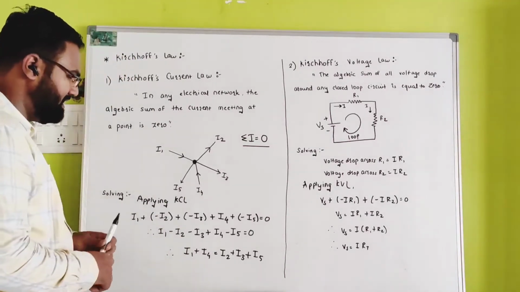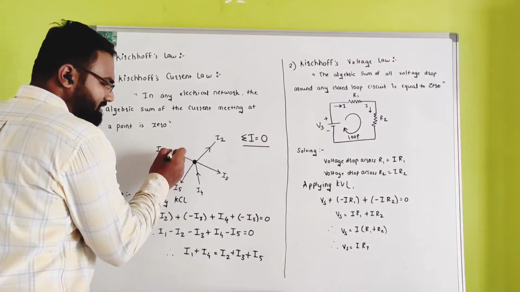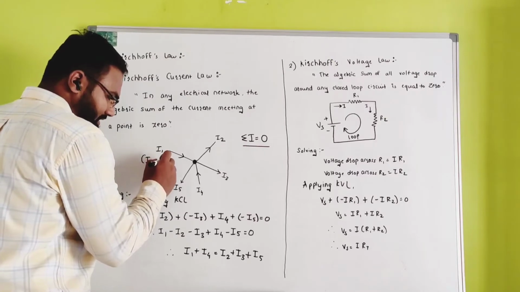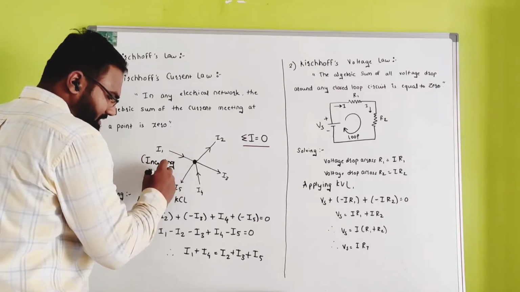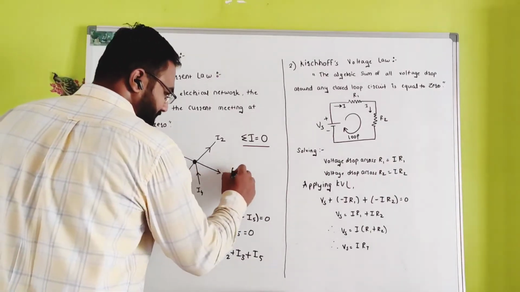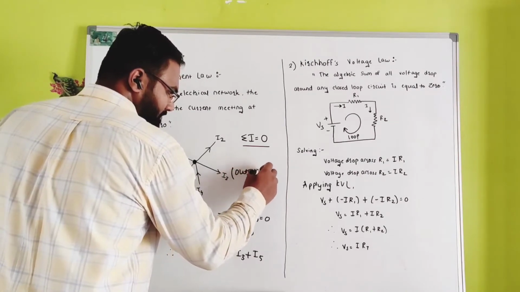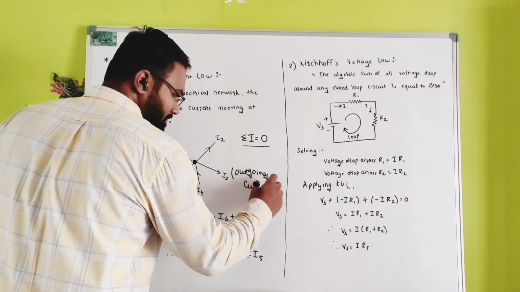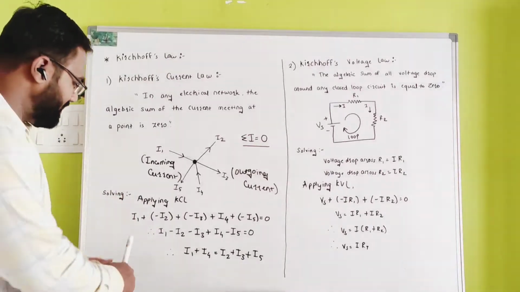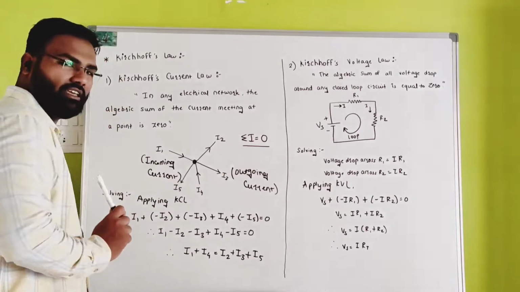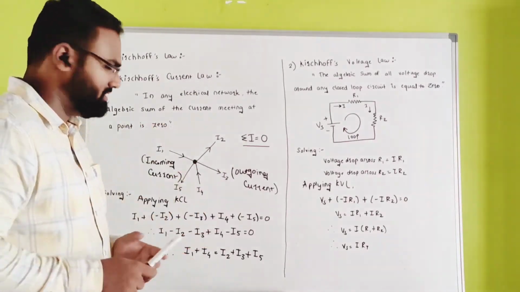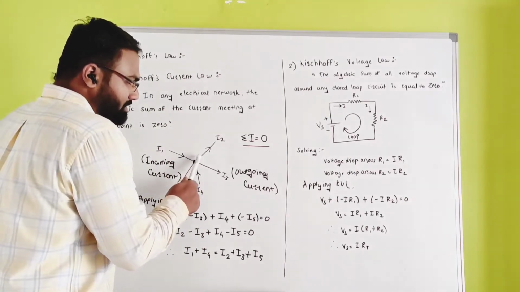Now, if you want to solve this equation, how are we going to do it? Applying KCL, first understand that when the current goes towards the point, we can call this an incoming current. And when the current is leaving from it, we can call it an outgoing current. So now, when we apply KCL, I1 is entering, hence it is positive. We give the sign of plus because the sum of all currents is 0. Plus I2. Now let's see, I2 is leaving.